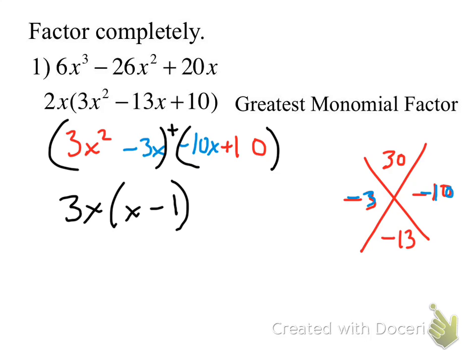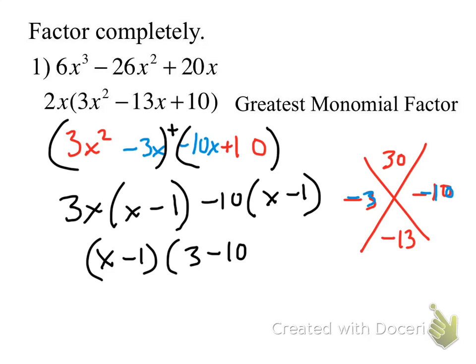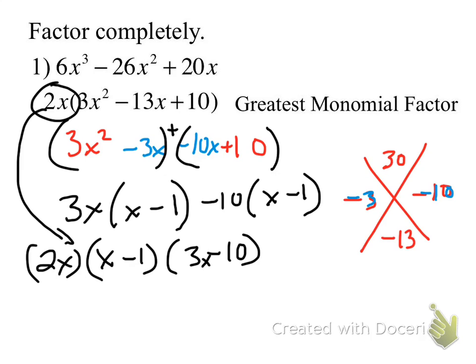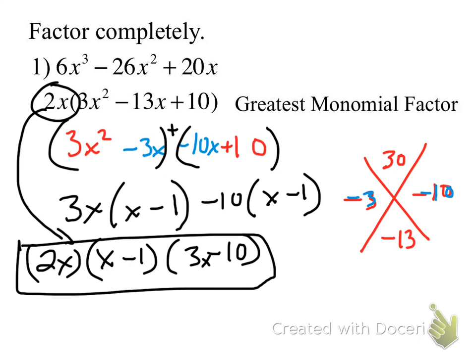And what can I factor out of the next one? Rogelio? -10. And what's left? x minus 1. Okay, and so my answer, now be careful here. What's the answer? Well, let's just take this part. Nicole? It becomes the quantity of x minus 1 times the quantity of 3x minus 10, and then you have to put back your 2x, so it becomes 2x times the quantity of x minus 1 times the quantity of 3x minus 10. Okay.